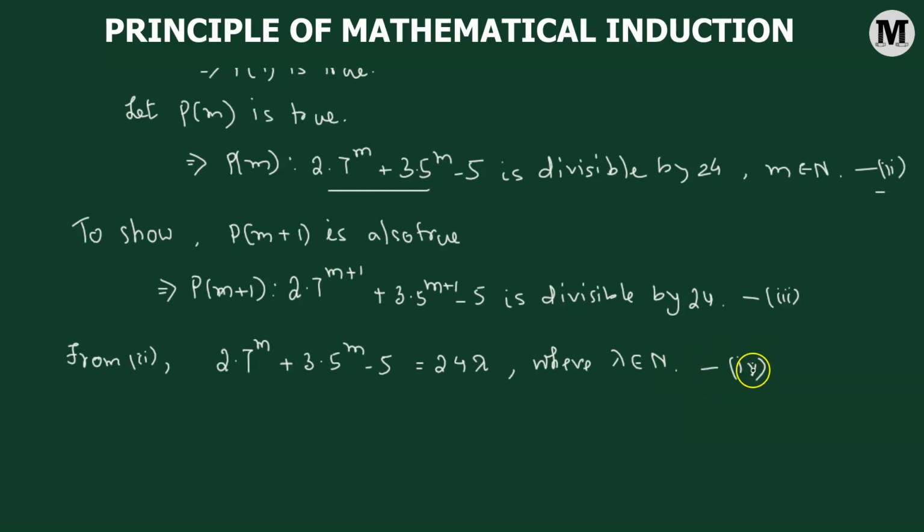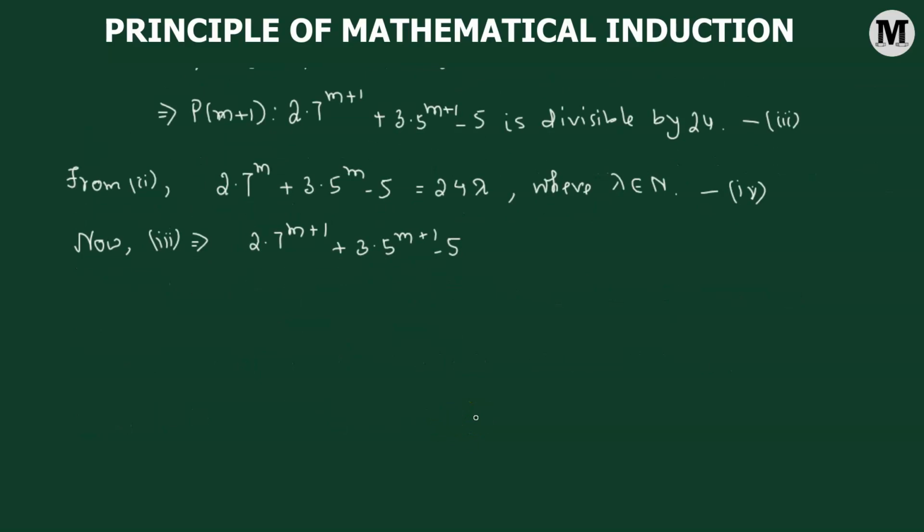Now we'll take the help of 4 and we'll try to verify number 3. So now let's again consider statement number 3. From statement number 3, we have 2 times 7 raised to the power of m plus 1, added to 3 times 5 raised to the power of m plus 1, minus 5.